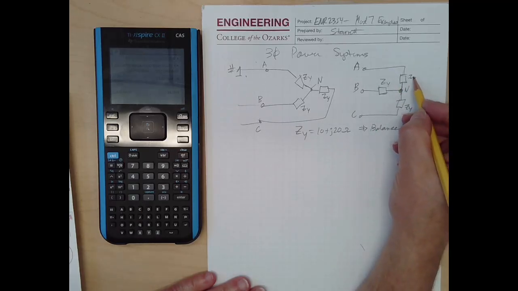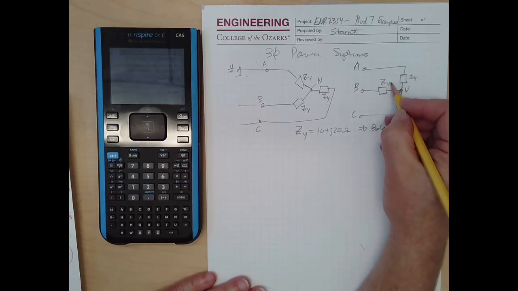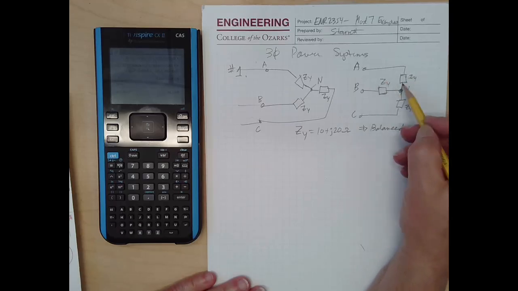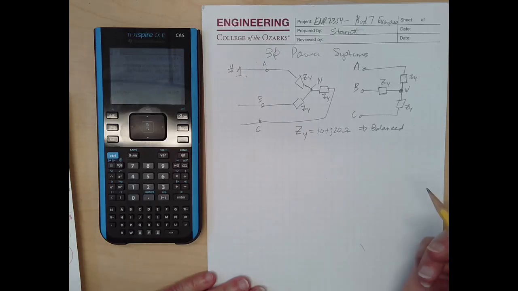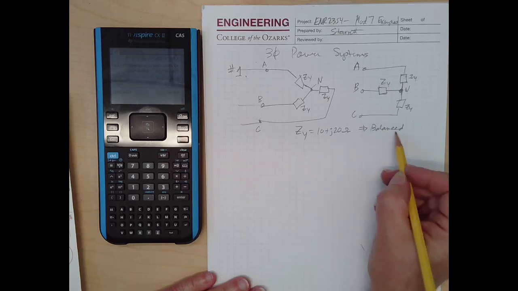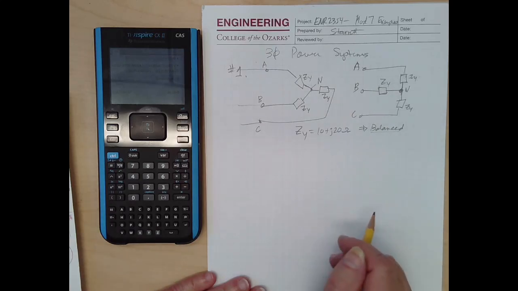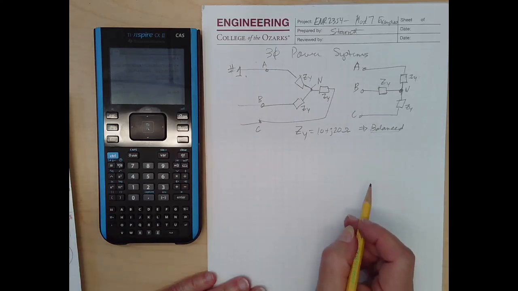In general, we could have ZYA be one thing, ZYB be different, ZYC be different. I mean, when you hook up customers to a power system, everybody's houses take a different amount of power at different times, and so in reality, they're often different. But lots of times we can assume they're balanced under certain conditions. So we'll be doing a lot of balanced circuits. It makes it a lot easier.